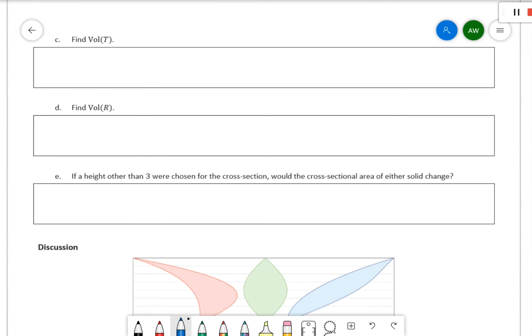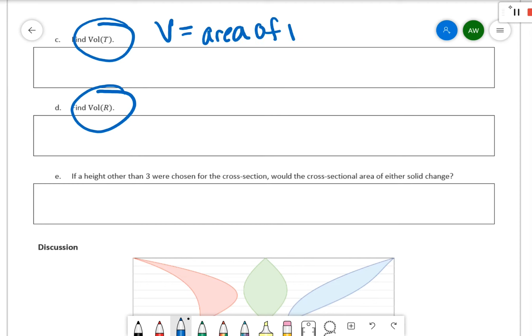Thanks for working on that. Now we're going to find the volume of the triangular prism and the volume of the rectangular prism. And the way we'll do that is by using our volume formula. Volume is equal to area of the base times the height. Now you know the area of the base because you found it out in part A and B, and you know the height of each of these is 5. So you can go ahead, find the volume of T, which is the triangular prism, and the volume of R, which is the rectangular prism.